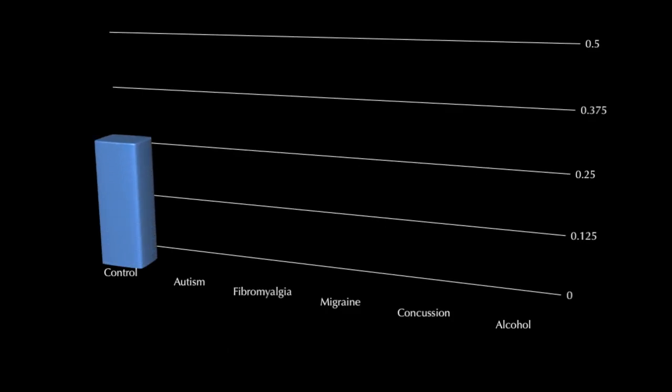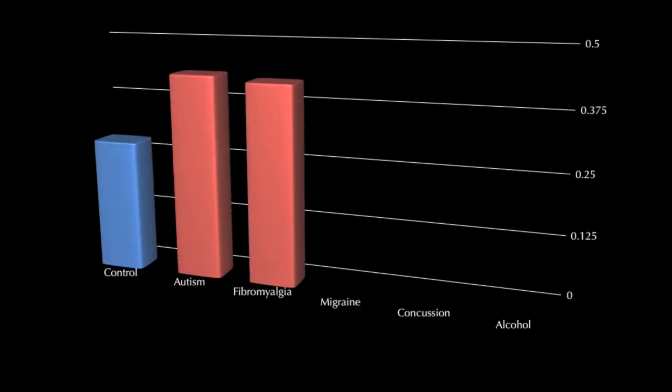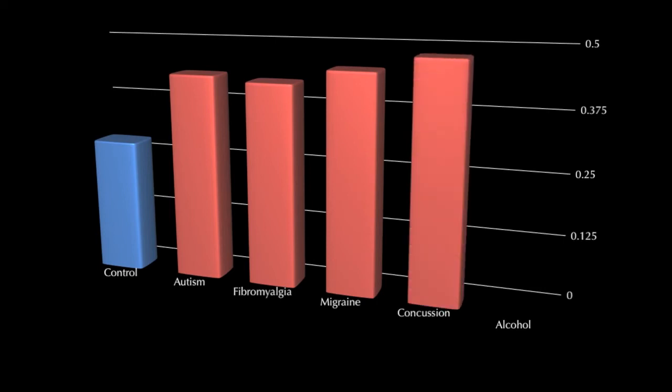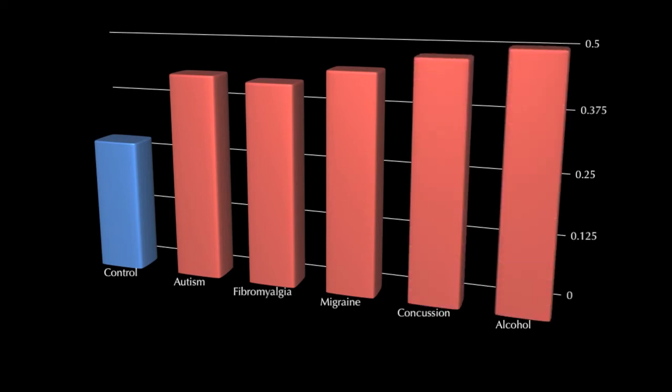This is in fact the case, as this graph depicts. Remember that lower numbers for this metric are better. In the cases of autism, fibromyalgia, migraine, concussion, and alcohol dependency, this metric is significantly higher. It is important to remember that this is only one of the measures that can be obtained. The best way to fully characterize brain function via sensory perceptual metrics is with multiple sensory perceptual metrics.